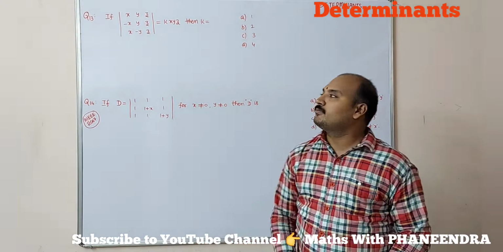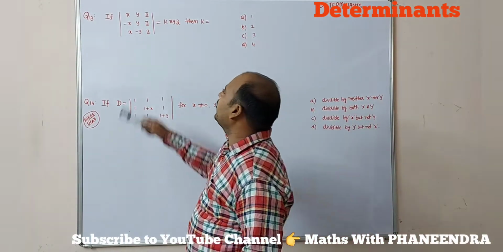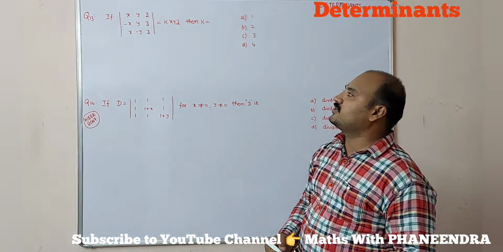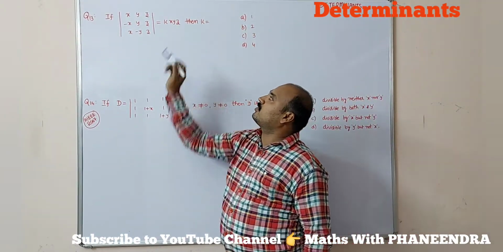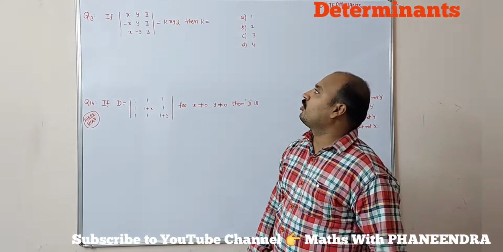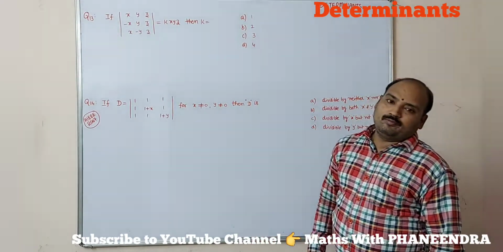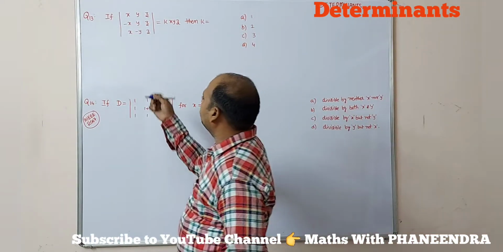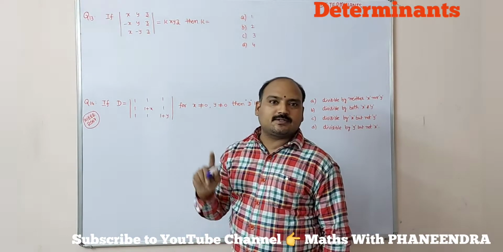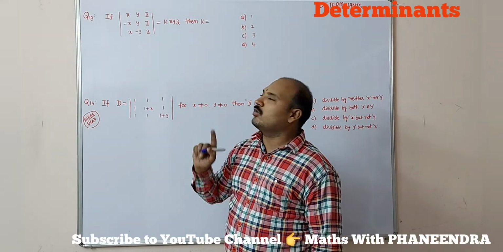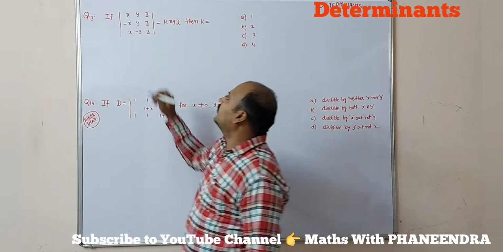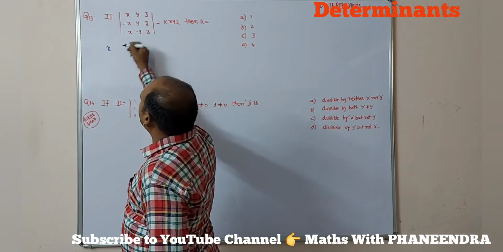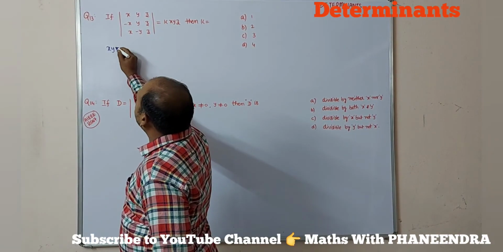The next question. If the determinant of x, y, z minus x, y, z, x minus y, z equals k times xyz, then k equals what? So these are the options. Observe that carefully here. In the first column, x is common. In the second column, y. In the third column, z. Take out common respectively, x from the first column, y from the second column, z from the third column.